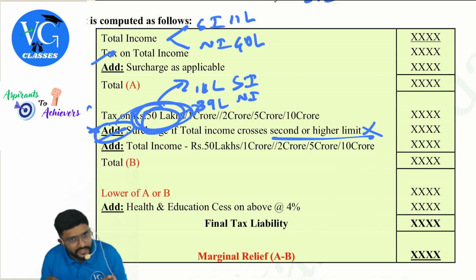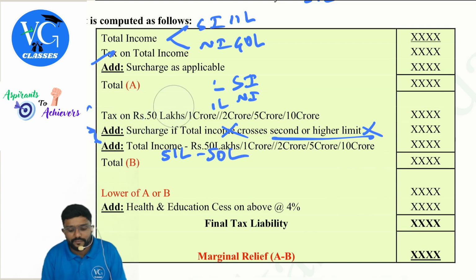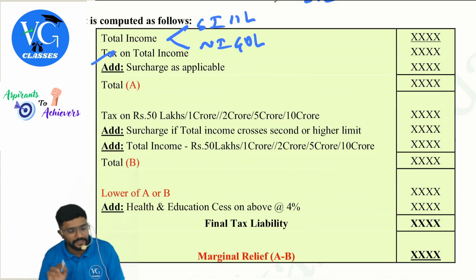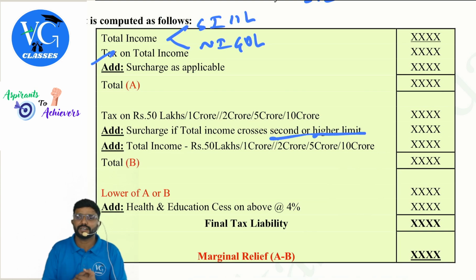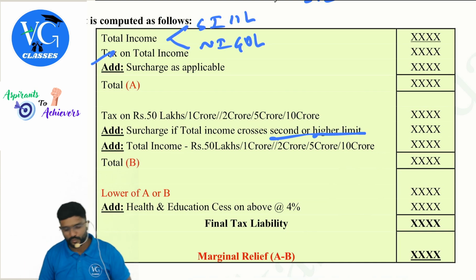Now for the second step, your total income is 50 lakh. Clear? If your total income is exactly 50, is surcharge applicable? No. So here you will take actual total income minus the limit you have crossed. So surcharge comes in the second step only when you have crossed the second or higher limit. What is the second limit for individuals and all? 1 crore, 2 crore, 5 crore, whereas for companies it is 10 crores.